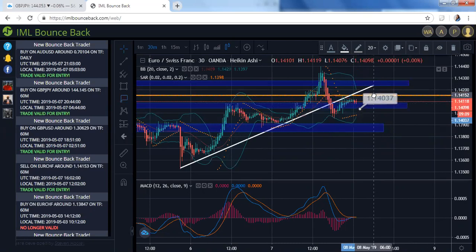So I will be setting my call level under this structure here that I would have identified. You know why? Because if the sellers come down here and they break this point, guess where we're heading next? To the next structure that we've identified.